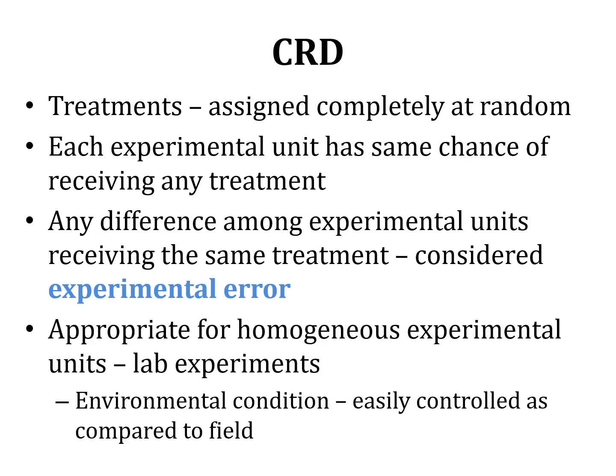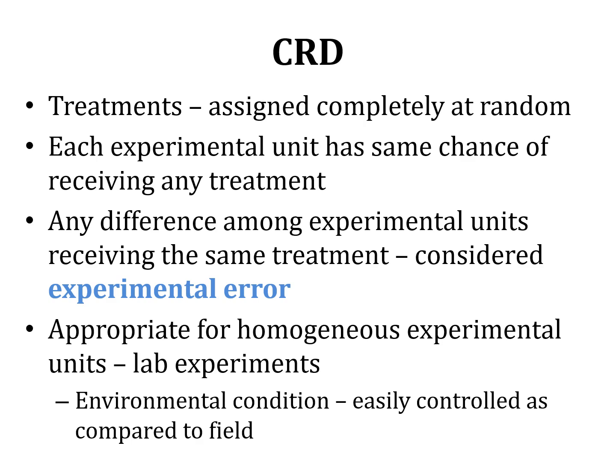So CRD is appropriate for homogeneous experimental units like lab experiments, in which the environmental conditions are easily controlled as compared to the field, right? Because in CRD the treatments are assigned completely at random, it means we are supposing that the experimental units are being kept under similar conditions, right? The environmental conditions in which the experimental units are raised are similar, they are homogeneous. So there is very little or minimum effect of the extraneous factors to cause experimental error. And the major source of difference left would be the difference because of the different treatments.